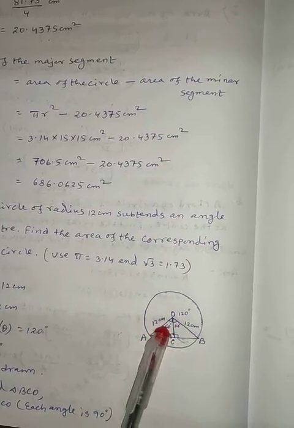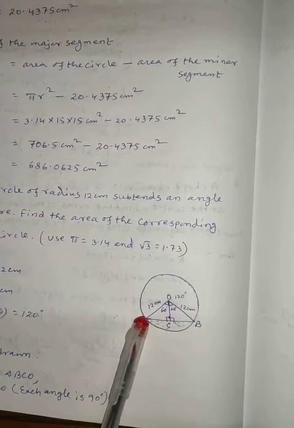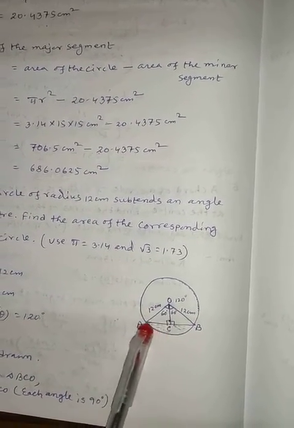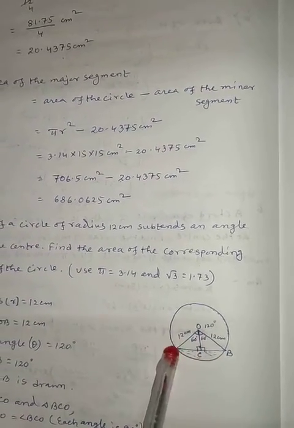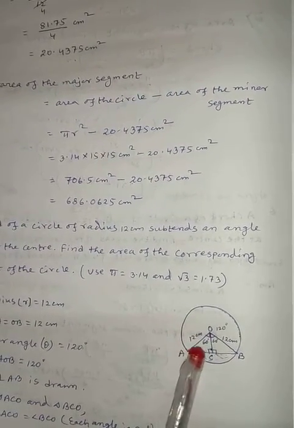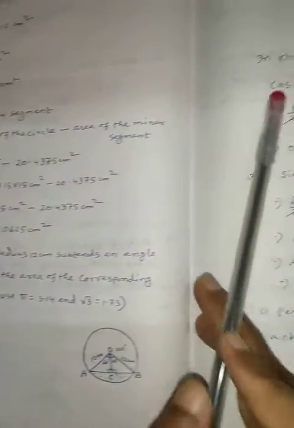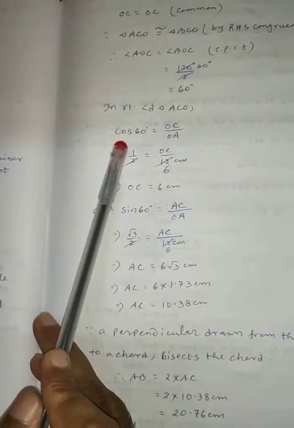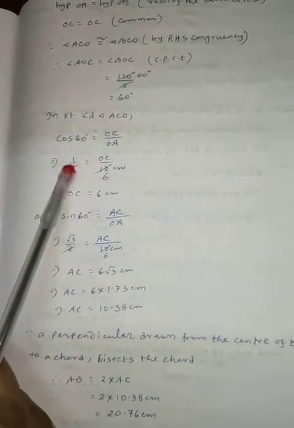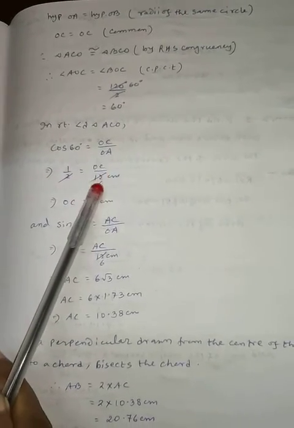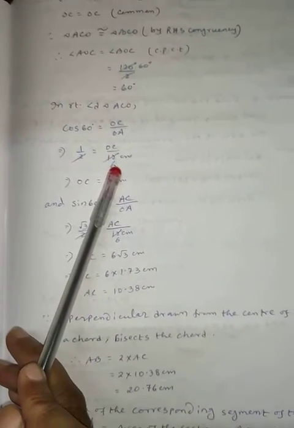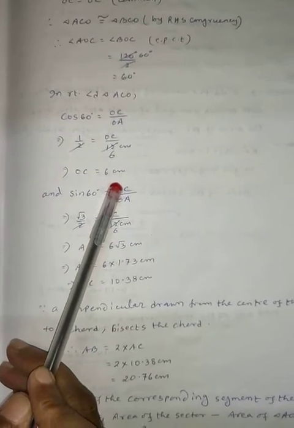So cos 60 is equal to OC by OA. And second I'll go for sin 60, because sin 60 will be perpendicular by hypotenuse, that is AC by OA, so that I can get the value. Now in right angle triangle ACO, cos 60 is equal to OC by OA. Cos 60 value 1 by 2 is equal to OC by 12 centimeter. By 2, 12 can be cancelled. OC is coming out 6 centimeter.